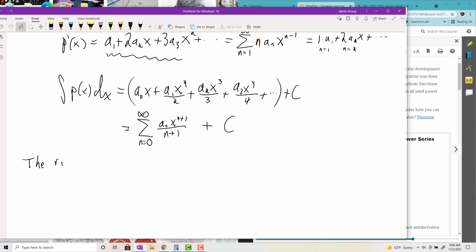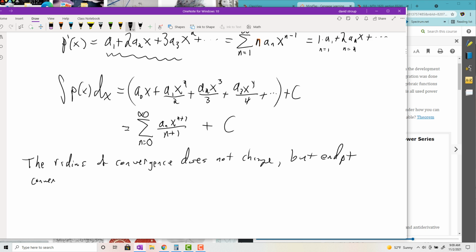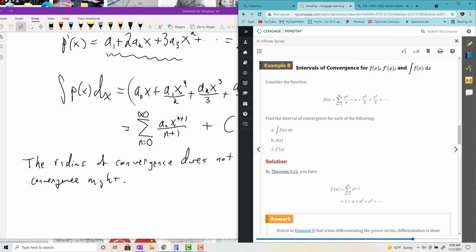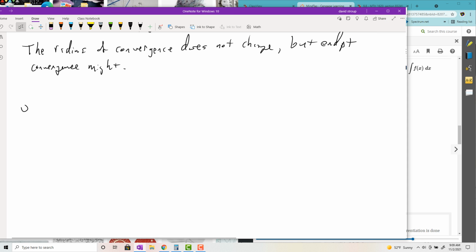So we know the radius of convergence will not change, but the endpoint convergence may. So you're always going to have to be checking those endpoints for convergence. Okay, so that's kind of what they're talking about there. They give you this example 8 as our playground here.